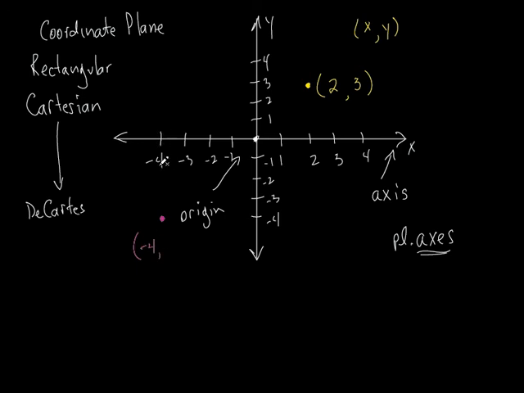And then what do we got to do? We got to go down 4 places. All right? So that would be -4 going down. So that point right there is -4, -4. Everybody good? You writing this stuff down? Getting all this down? Okay.